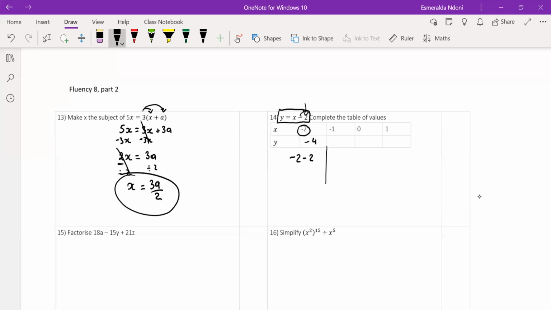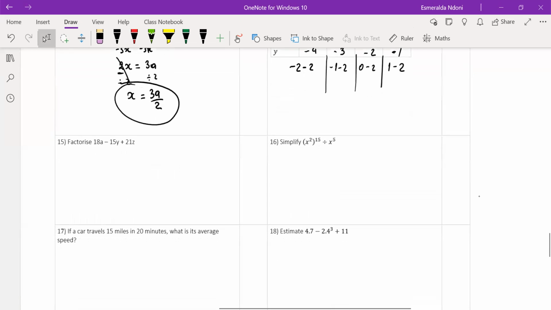And so on with the next one. Negative 1 take away 2, so negative 3. 0 take away 2 leaves me with negative 2, and 1 take away 2 is a negative 1. And that question is finished.